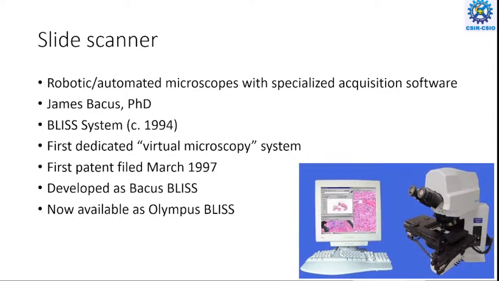So in those cases, we require a slide scanner, which is basically a robotic or automated microscope. It can acquire the images while moving the XY stage. So the stage moves and the images are stitched to create a large field of view, where all the images are stitched to get a complete view of the slide, a very complete magnified view of the slide. The company was Bliss System, which introduced the system in 1994, and now it is available as Olympus Bliss.